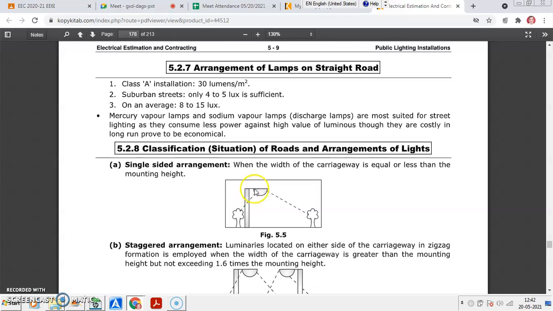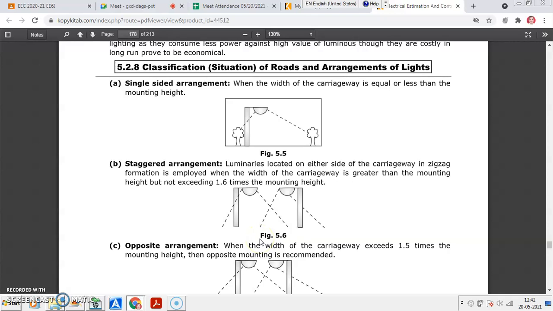We can explain with the help of this diagram, a single side arrangement of the lamp along with lamp post. Then staggered arrangement. So staggered arrangement means luminaires are located on either side of the carriageway in zigzag manner or in zigzag formation. It is employed when the width of carriageway is greater than the mounting height but not exceeding 1.6 times the mounting height of the lamp post.